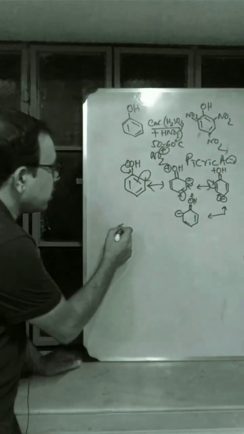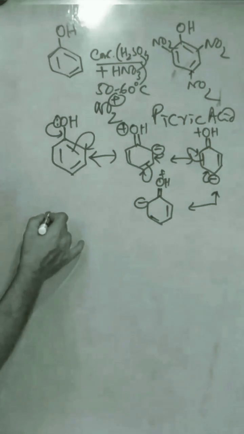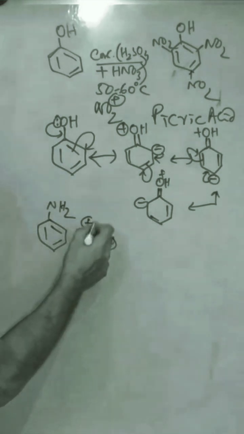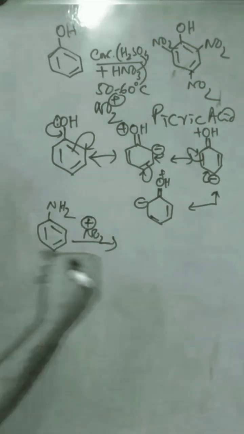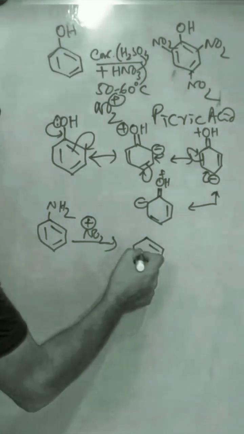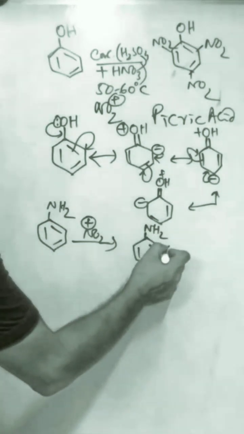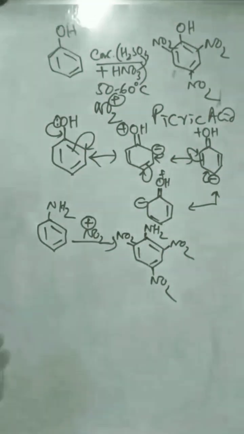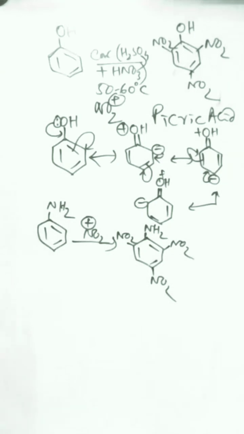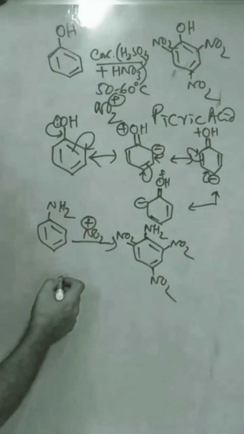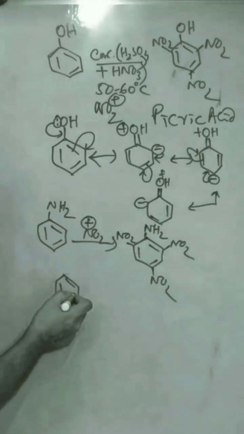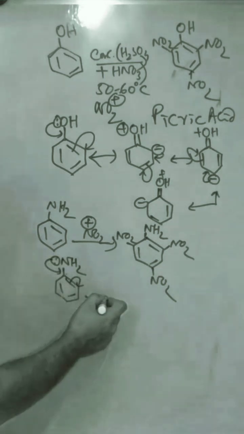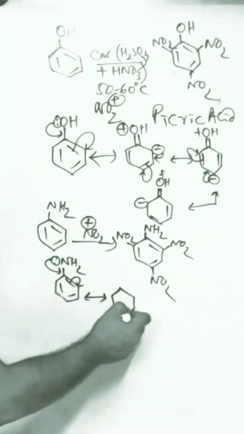The same thing happens if we add the nitrating mixture to aniline. If you nitrate aniline by giving a mixture of concentrated nitric acid and sulfuric acid at a temperature of 50 to 60 degrees centigrade, the compound formed is 2,4,6-trinitroaniline. Okay, here NO2, NO2 and NO2. The same thing happens here. In phenol, oxygen has a lone pair of electrons which gets delocalized into the benzene ring through resonance. Here nitrogen also has a lone pair of electrons, which is also in conjugation with the pi electrons of benzene, so it can also get delocalized into the benzene ring to form these resonating structures.